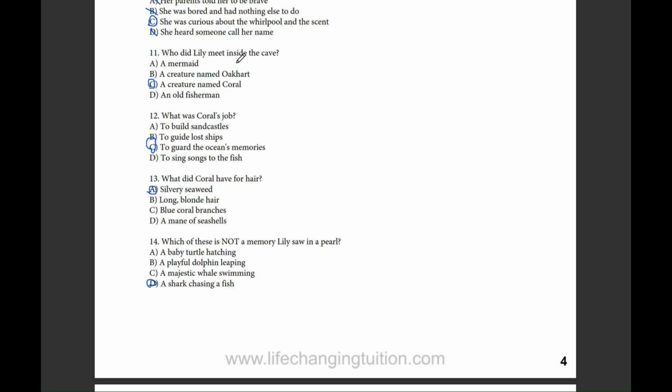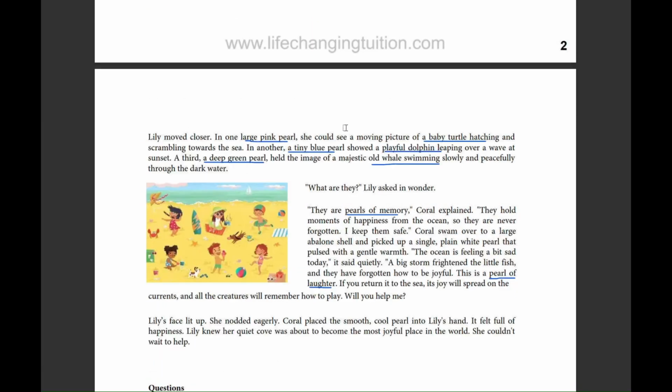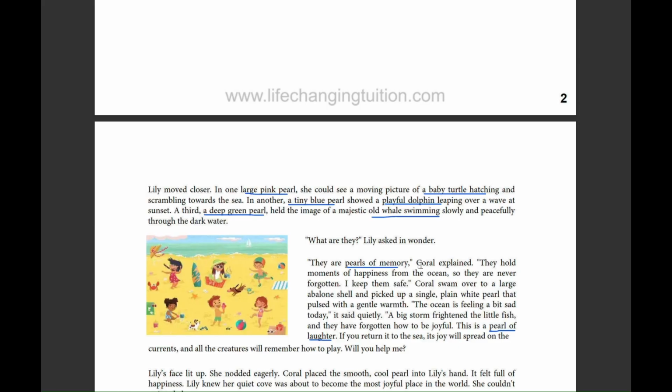Question 11. Who did Lily meet inside the cave? Choices. A. A mermaid. B. A creature named Oakheart. C. A creature named Coral. D. An old fisherman. Why not A, B, D? They are not in this story. Answer. C. A creature named Coral. Explanation. Coral is the guardian of the grotto.